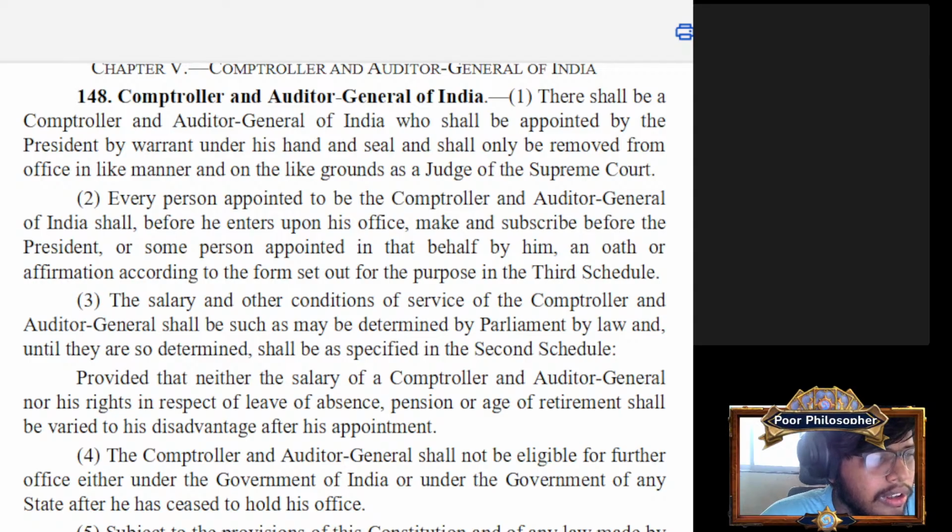Every person appointed to be the Comptroller and Auditor General of India shall, before he enters upon his office, make and subscribe before the President or some person appointed in that behalf by him an oath or affirmation according to the form set out for the purpose in the Third Schedule. Clause 3. The salary and other conditions of service of the Comptroller and Auditor General shall be as may be determined by Parliament by law, and until they are so determined shall be as specified in the Second Schedule.